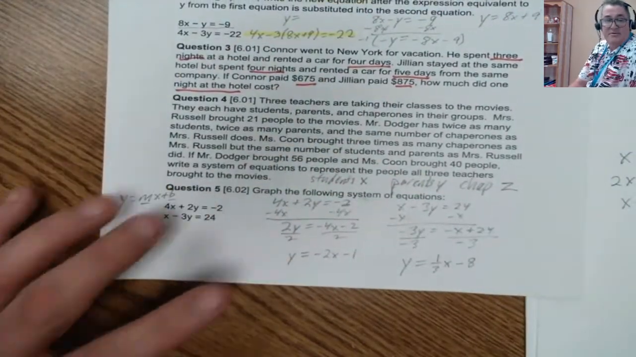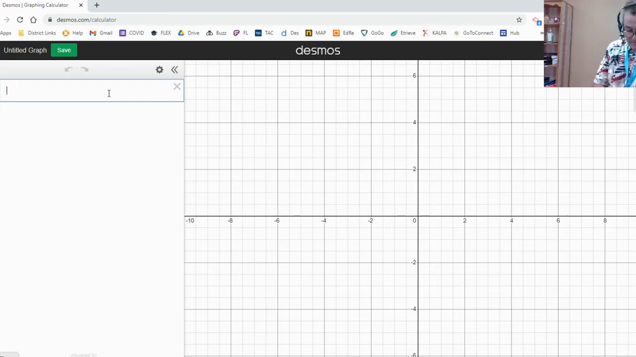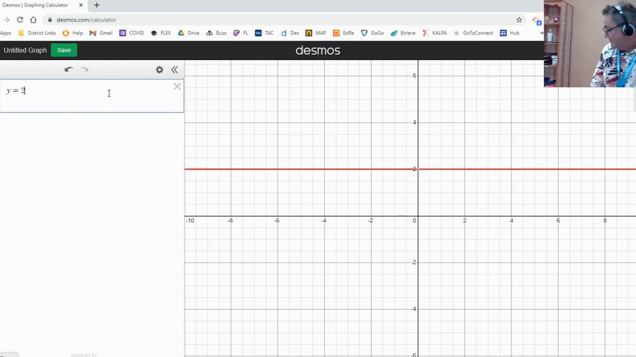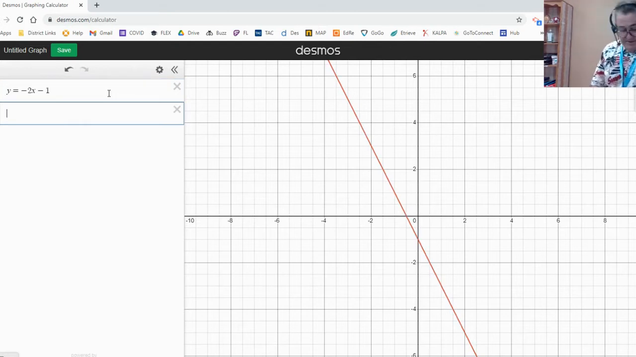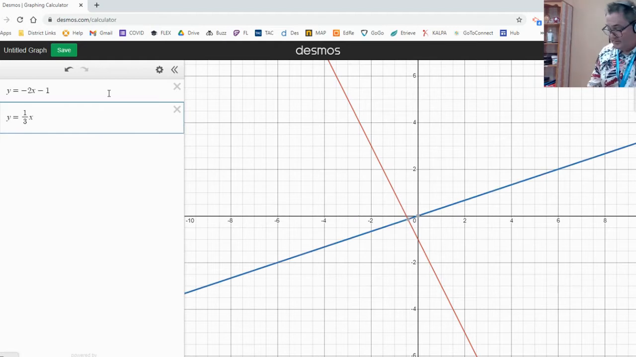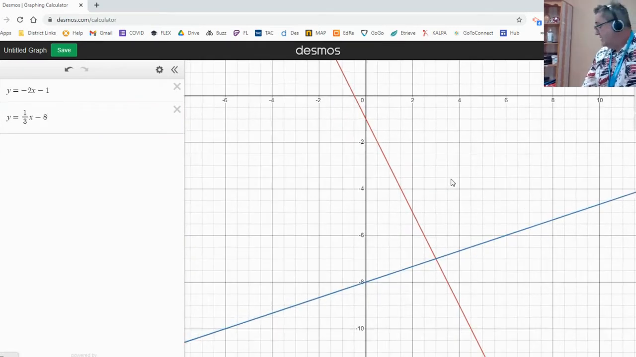So when we graph those, we can just use Desmos. And we can just enter those right here. Y equals 2x minus 1. Oh, I'm sorry, that's a minus 2x. Negative slope. And the other one is y equals 1/3 x minus 8. Okay, there it is. So we graph those.